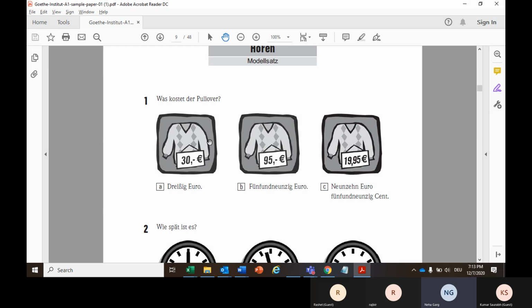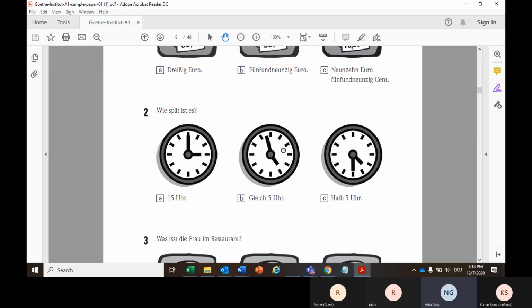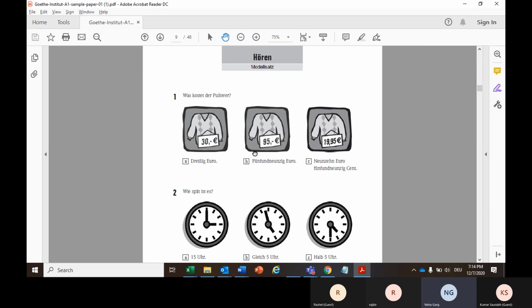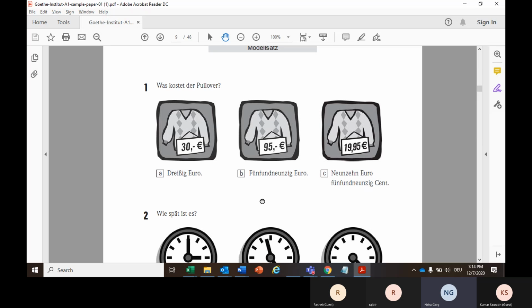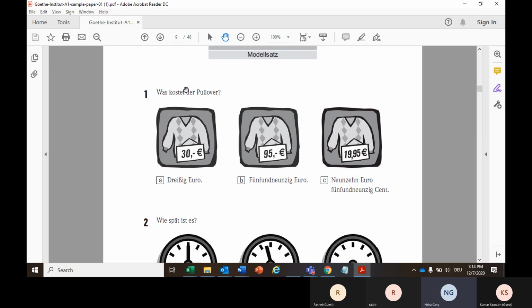What you have to do, just try to note down the correct answers for all 6 questions. And you will also have 2-3 minutes so that you can quickly go through the questions and understand what it is all about. So I'm just starting the portion here, and then you will start listening from this first question.